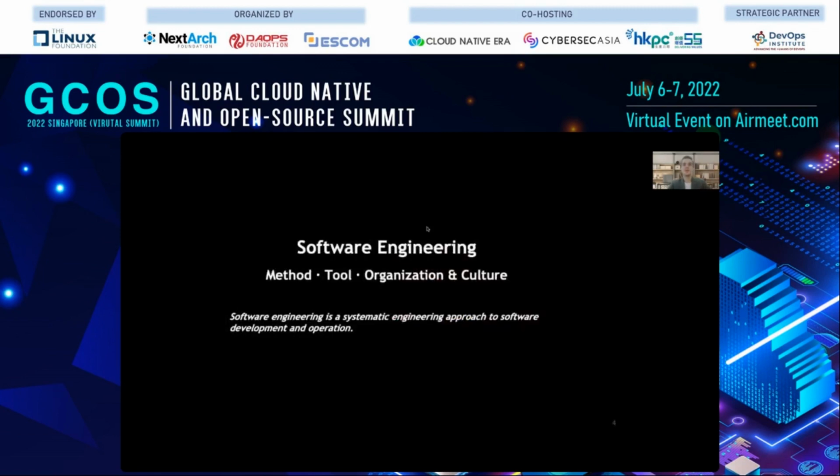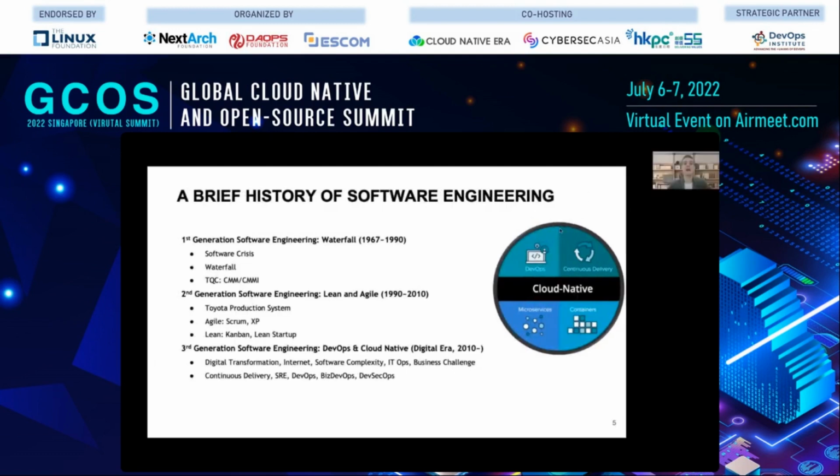Next, let us look into software engineering, the backgrounds, and how far we have come. Starting, of course, we need methods, we need tools, we need an outstanding organization and company culture. As you know, software engineering is a systematic engineering approach to software development and operation. Diving into a brief history, we have indeed come a very long way. We started with waterfall engineering, roughly 1967 to the 90s. It was the software crisis. We got into waterfall engineering, into total quality control, and all related.